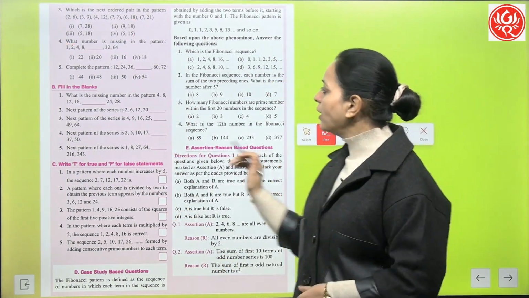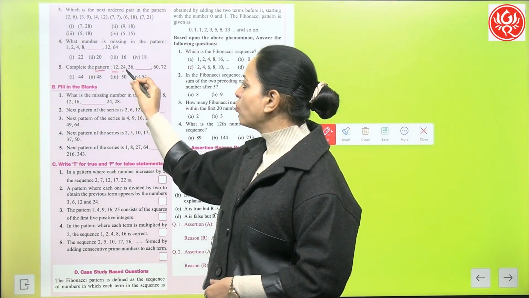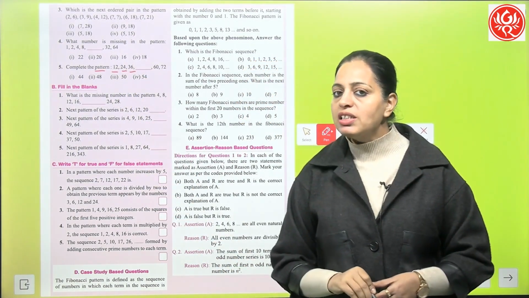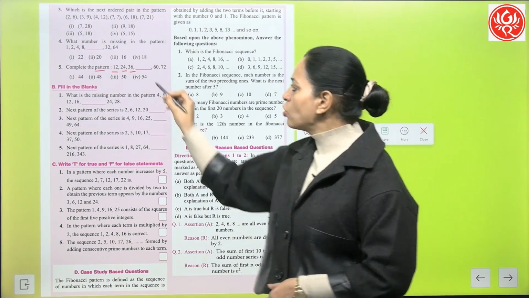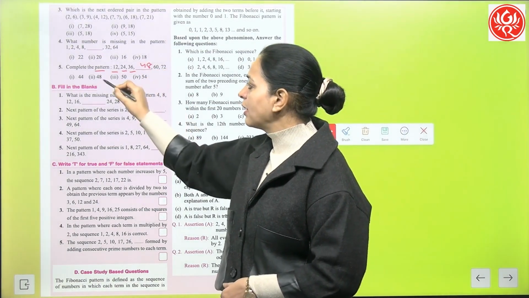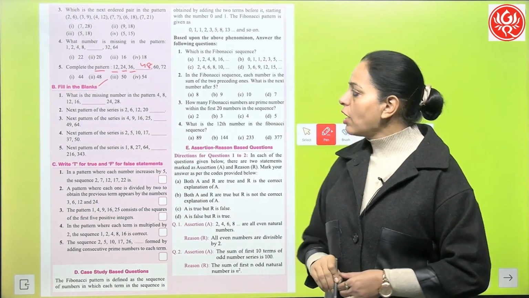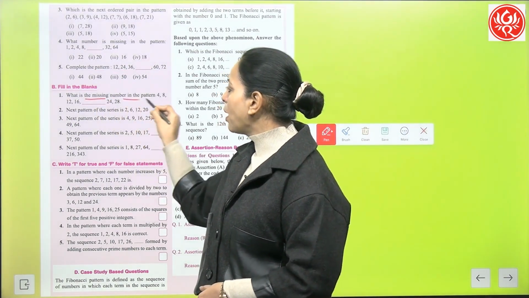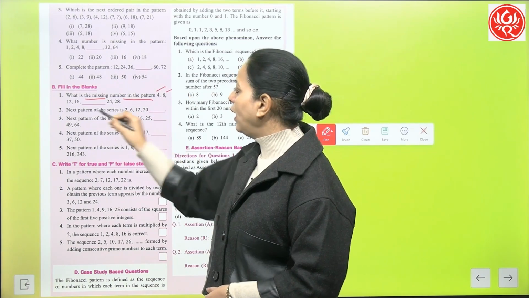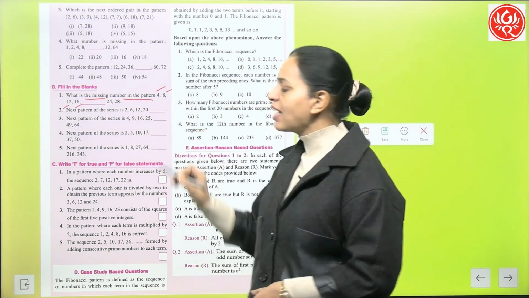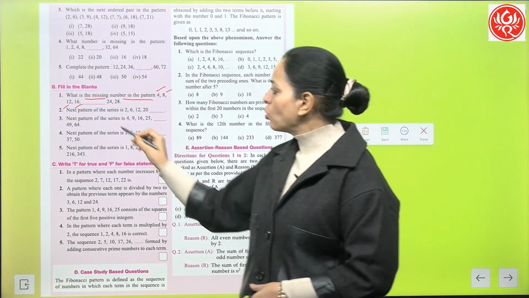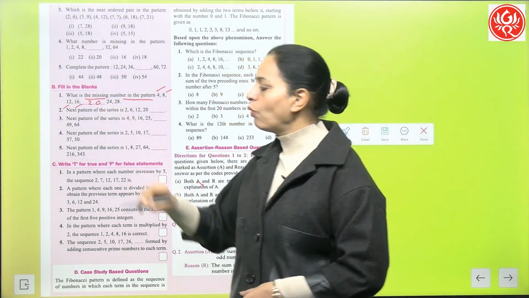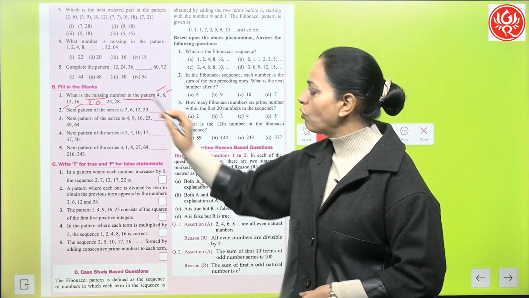Now the fifth one, complete the pattern 12, 24, 36. So these are the multiples of 12. So here 48. Right. Okay. Now B part, filling the blanks. The first one, what is the missing number in the pattern? 4, 8, 12, 16. These are the multiples of 4. So after 16, 20. Then 24, 28.